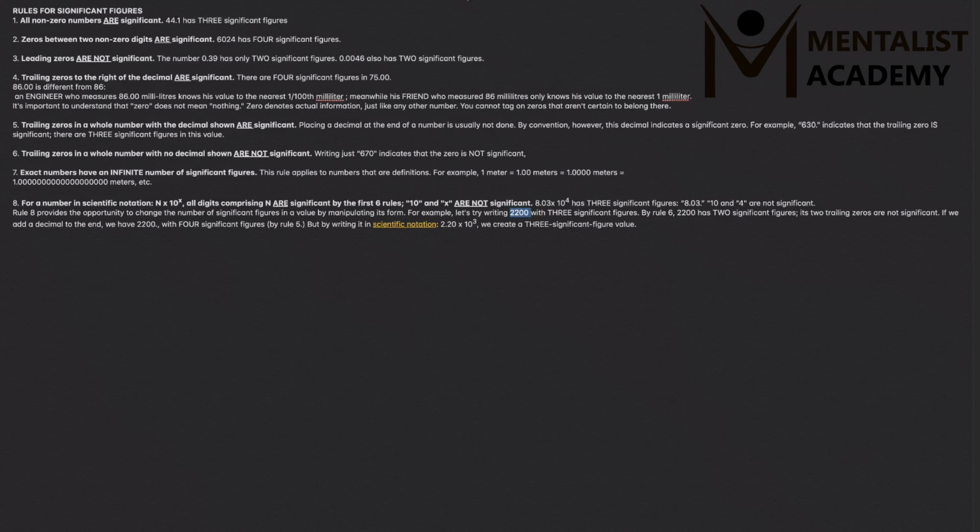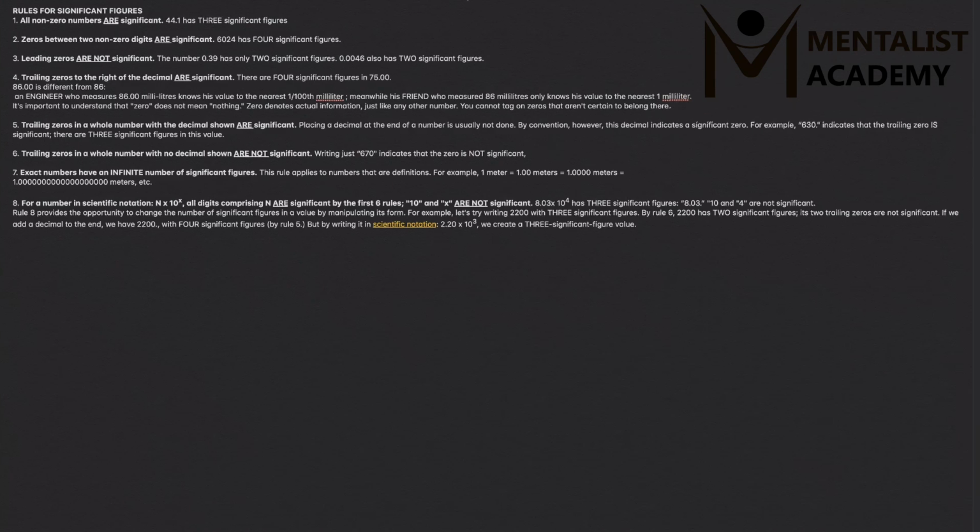If I write it with a dot, then these 2 zeros will also become significant figures. So I will have 4 significant figures. But if I have to write this number 2200 with 3 significant figures, I will use scientific notation, n times 10 to the power x. How will I use it? I will write it as 2.20 times 10 to the power 3. Now this 2, 2 and 0, all the 3 are significant figures. So now my number has 3 significant figures.